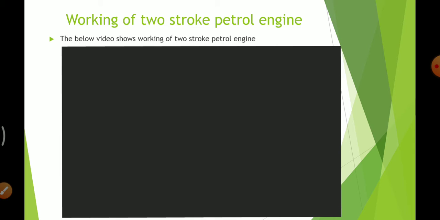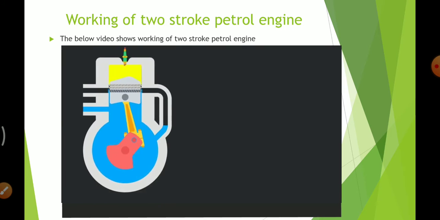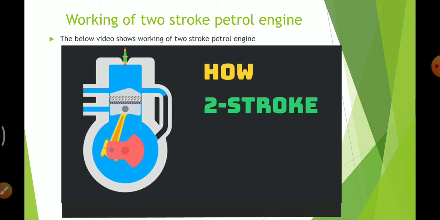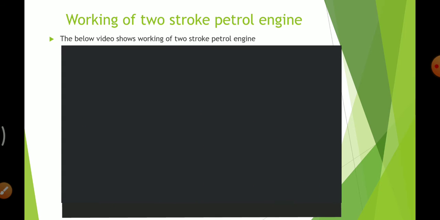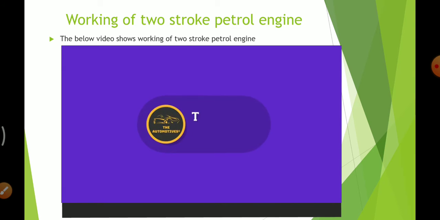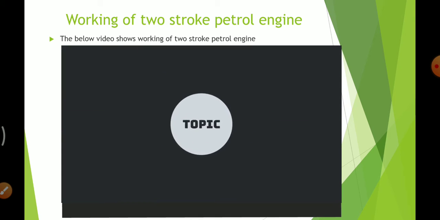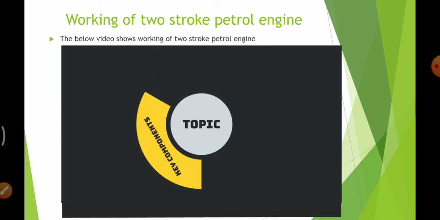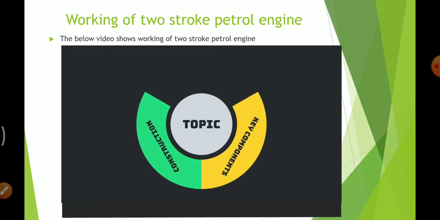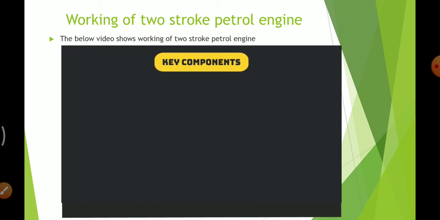See here, working of a two-stroke petrol engine. First, we go through a video of the working of a two-stroke engine. This video shows how a two-stroke engine works. In this, we are going to discuss three main topics: first, key components of an IC engine; second, construction of an IC engine; and third, working of an IC engine. Let's move on one by one.